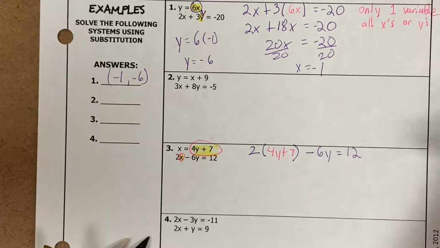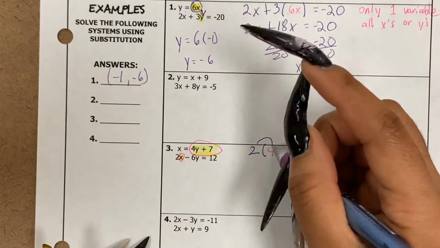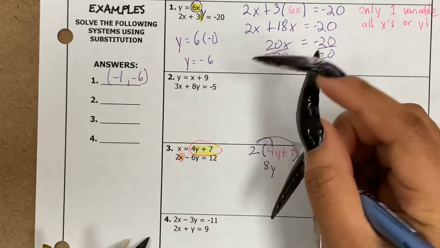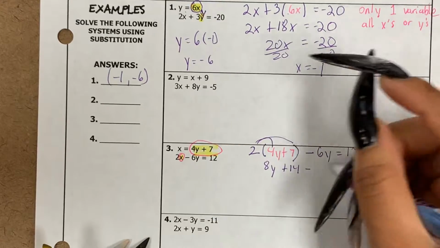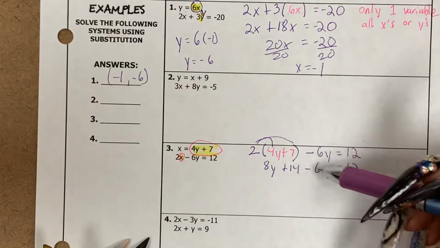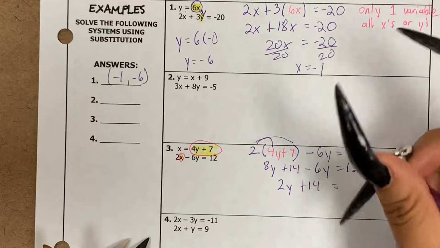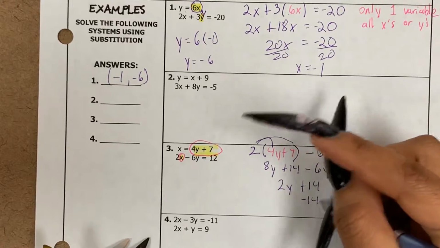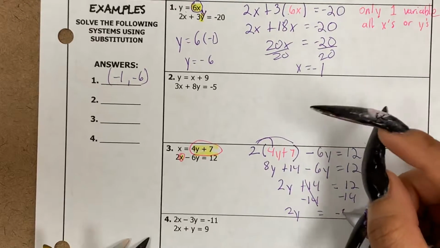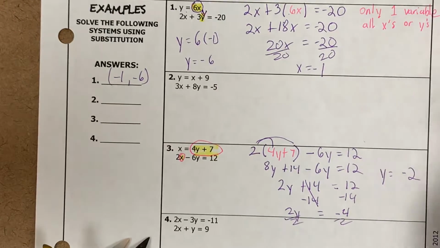Okay, now I'm going to solve. Remember, at this step, you should have all x's or all y's. So 2 times 4 is 8y. 2 times 7, 14. Okay, combine like terms. 8y minus 6y is 2y. Divide, and y equals -2.